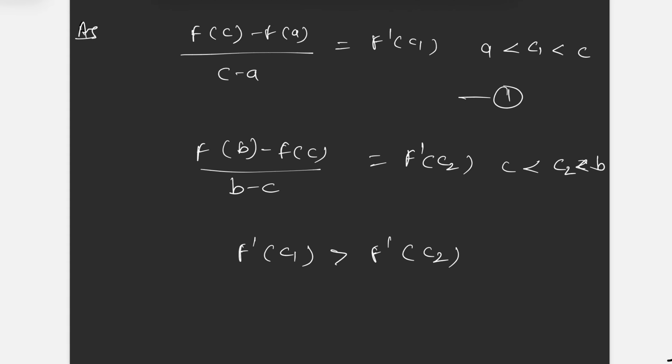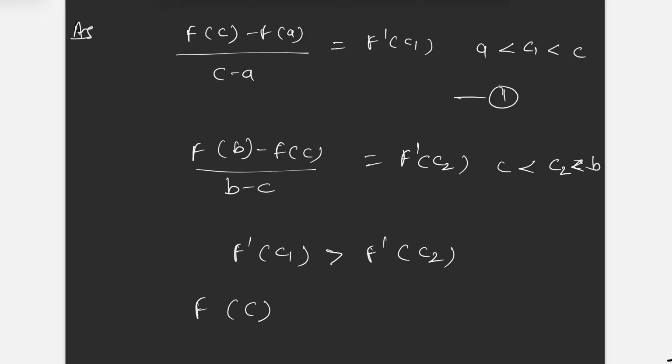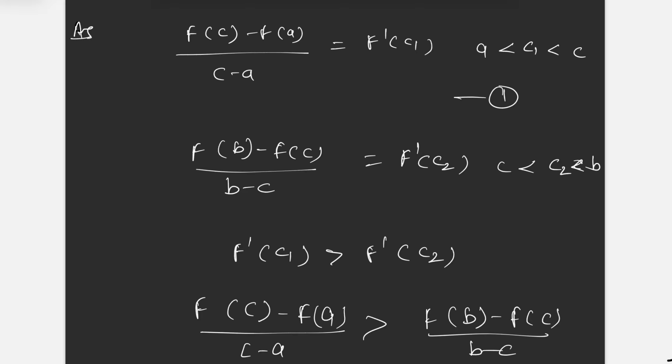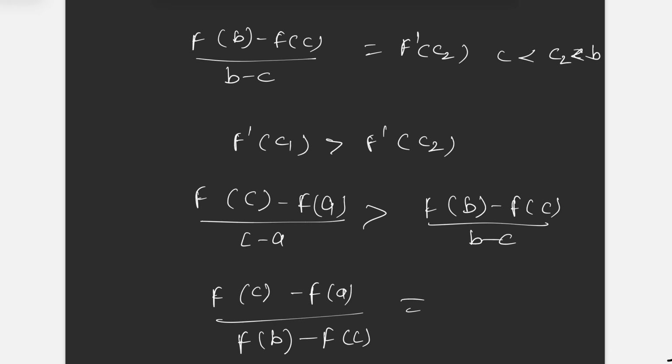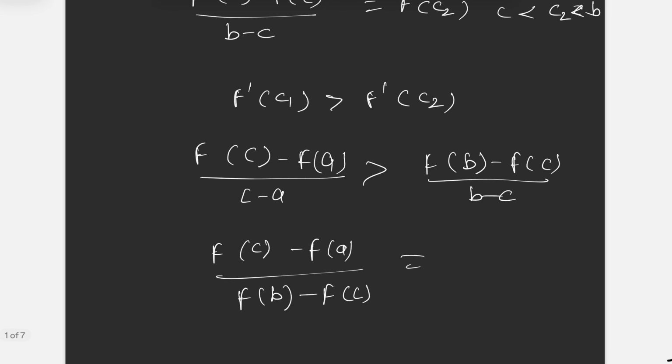So what is f dash c1? f of c minus f of a divided by c minus a is greater than f of b minus f of c divided by b minus c. Here c minus a and b minus c are positive numbers, because we already know c is more than a and b is more than c. So we can cross multiply, and the inequality will not change. f of c minus f of a divided by f of b minus f of c. f of b is also more than f of c because the function is increasing. So here c minus a divided by b minus c will come.